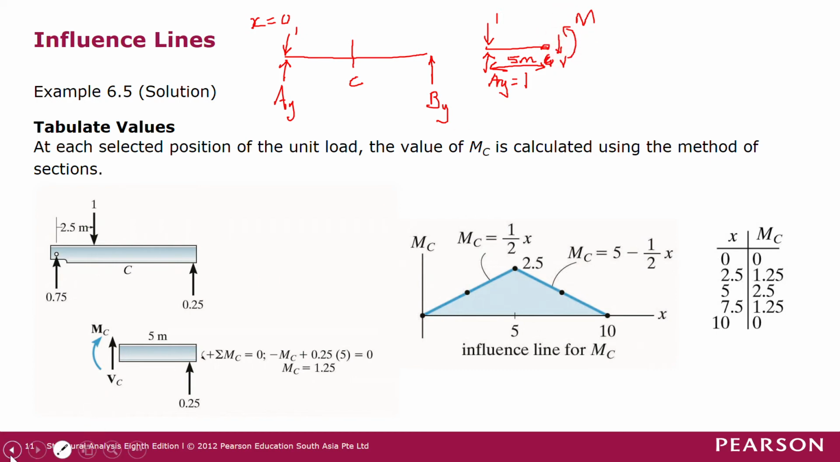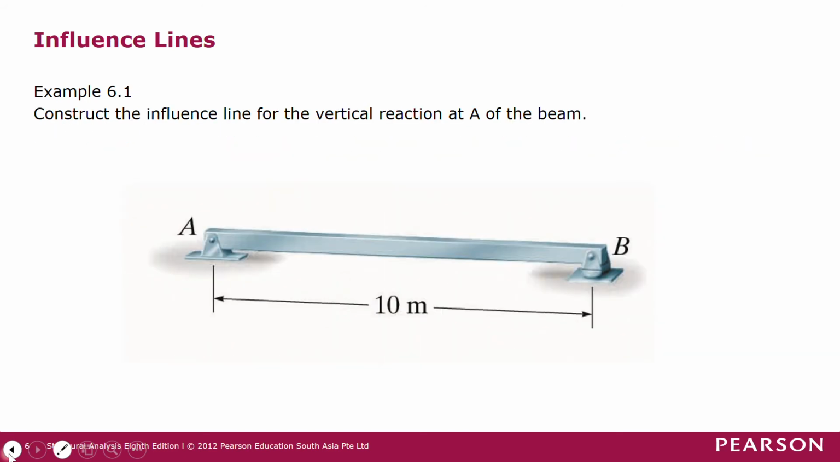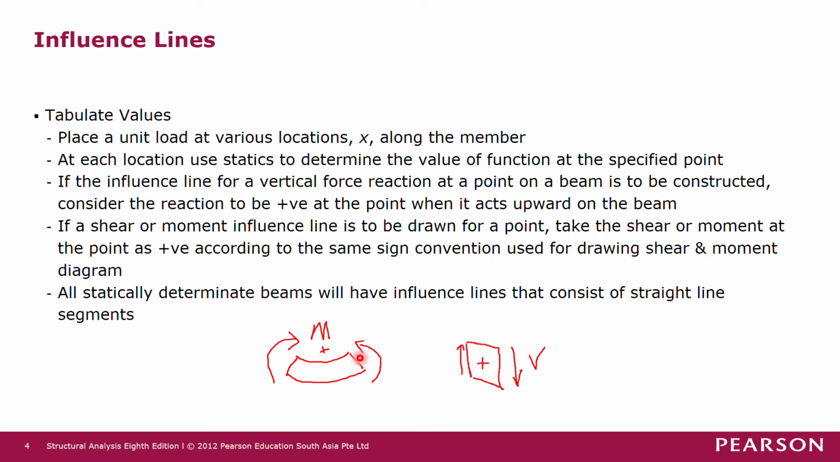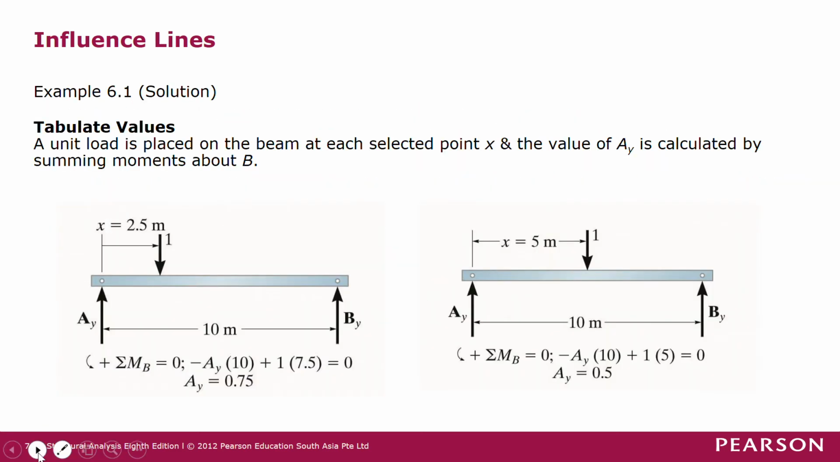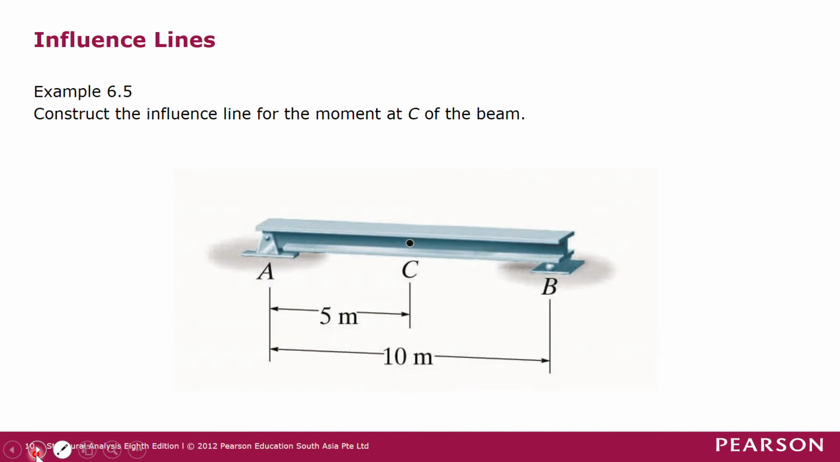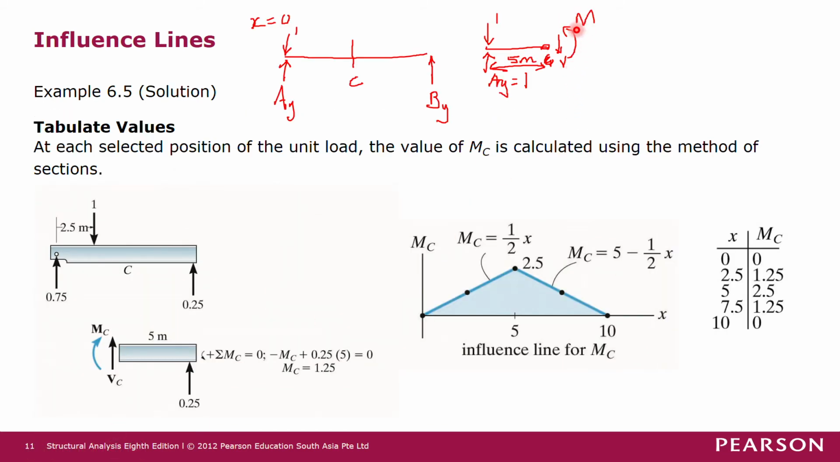As mentioned just now, positive bending moment is like this. If the bending moment is on the right hand side of the cross section, it is anti-clockwise. If the shear is on the right hand side of the cross section, it's downward. So this bending moment is anti-clockwise, which is positive, and this shear is downward on the right hand side of the cross section, so it's also positive shear.